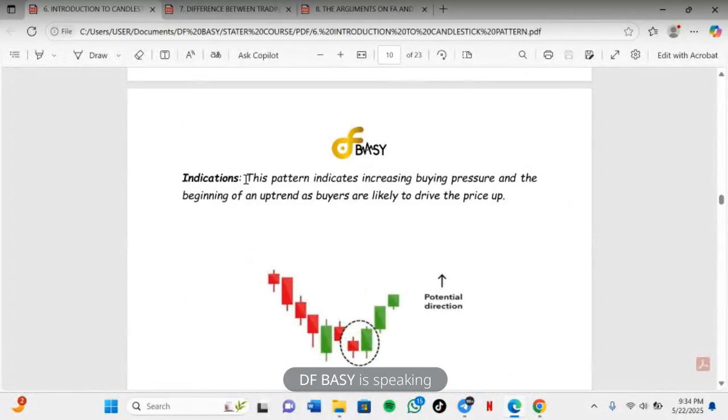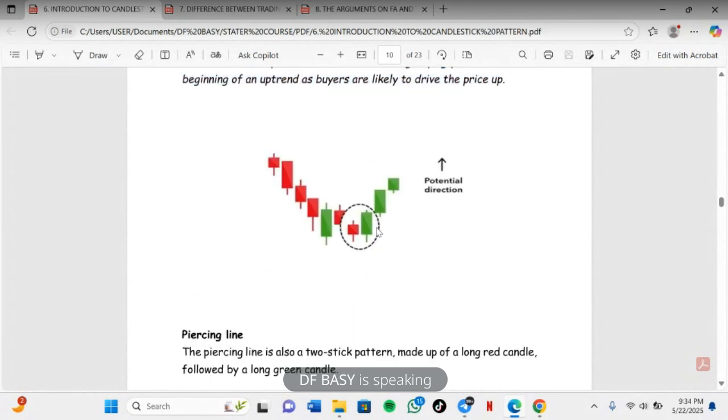Indications of this pattern indicate increasing buying pressure and the beginning of an uptrend, as the buyers will likely drive price. So when I'm talking about a bullish engulfing, this is a bullish engulfing. Now, I hope you guys are seeing me. This red candle here, hence the name engulfing. This candle engulfs this one.